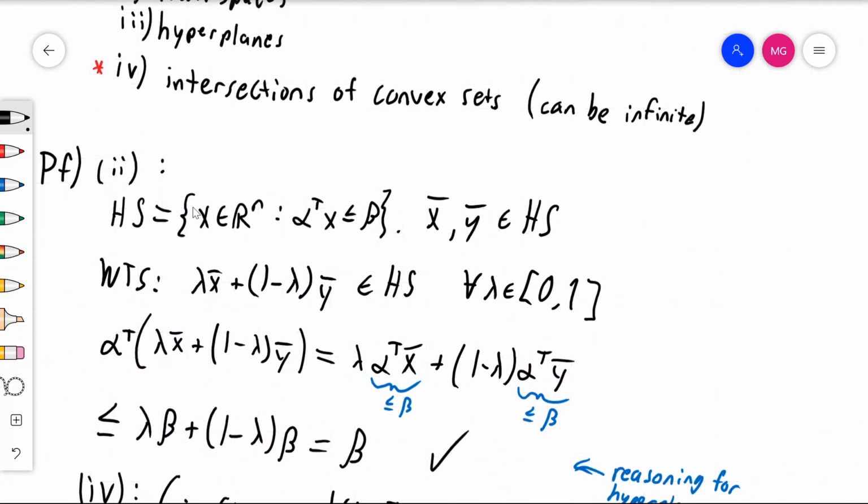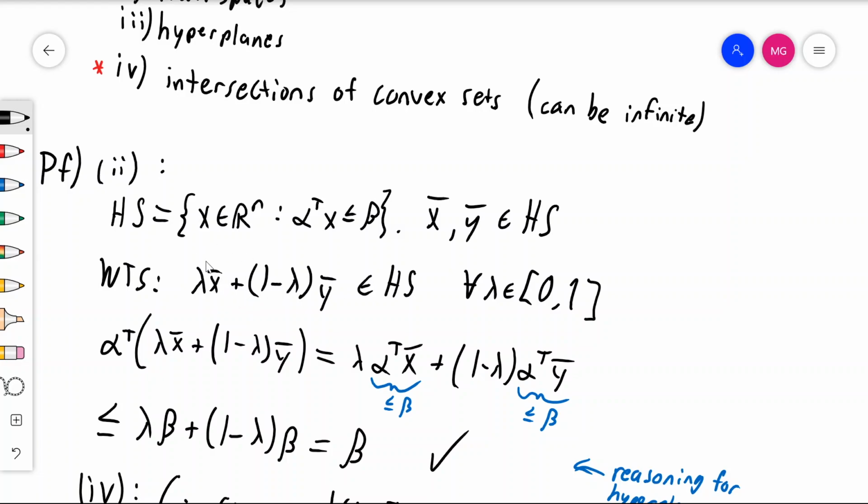Okay, so proof for why a half space. Why is a half space convex? So first of all, what a half space is, it's the set of points in Rn that satisfies this given linear inequality. So what I want to do to show that this is convex is I want to take 2 points, x bar and y bar, in the half space. And what I want to show is that the line segment is contained in the half space.